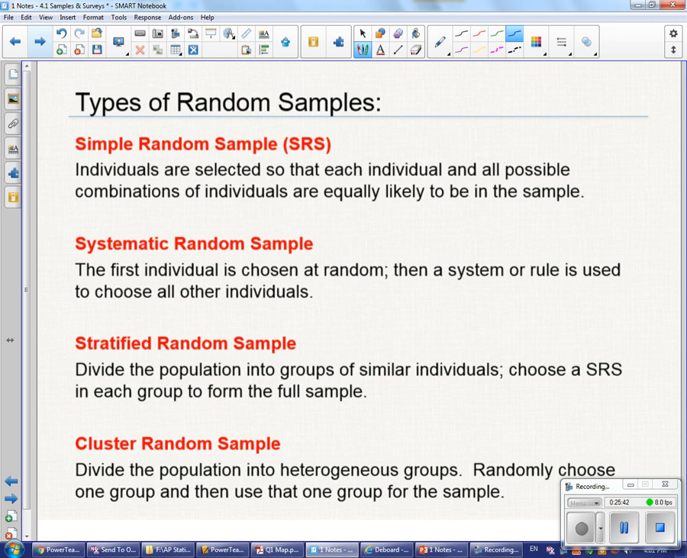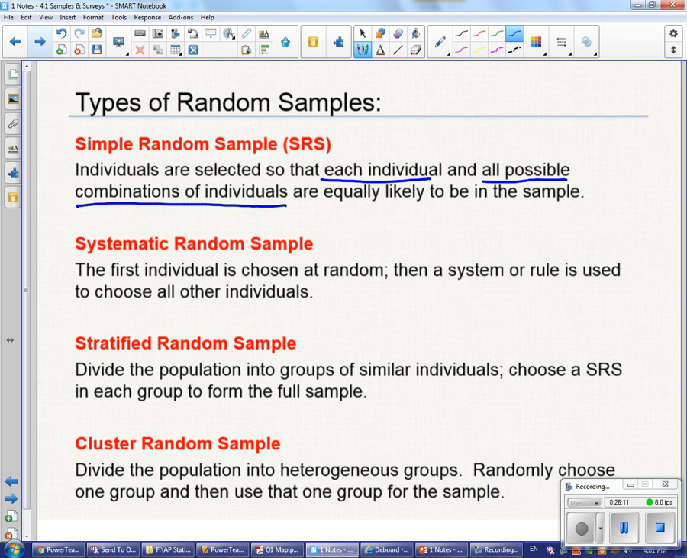Individuals are selected, and there are two criteria. Each individual and all possible combinations of individuals are equally likely to be in the same sample. So every person has the same chance of being selected, and every possible combination of sample has the same chance of being selected. And that is what we call a simple random sample. And again, the purest way to do that is to put all the names in a hat and then to draw the names blindly from the hat. But it's not always easy to identify everyone in a population.